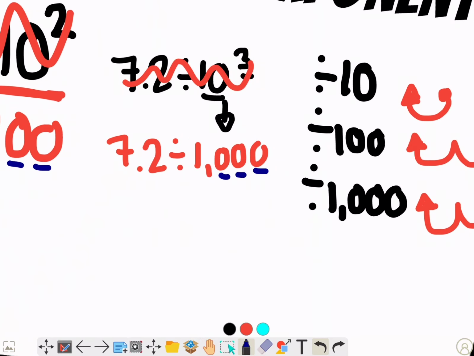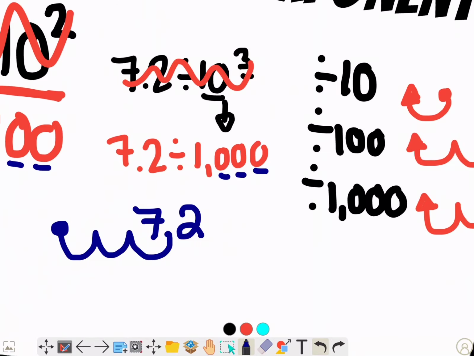I'm going to rewrite my 7.2 so I have enough space. Now you jump the decimal 3 times: 1, 2, 3. But what do I put in my openings? You put zeros as placeholders. So that person's going to get hardly any money at all.